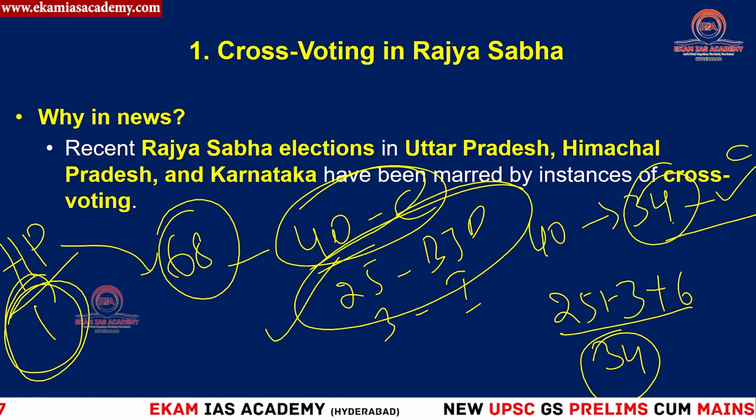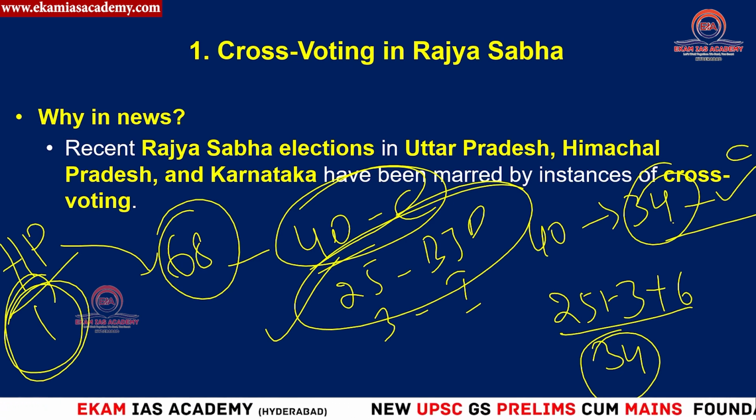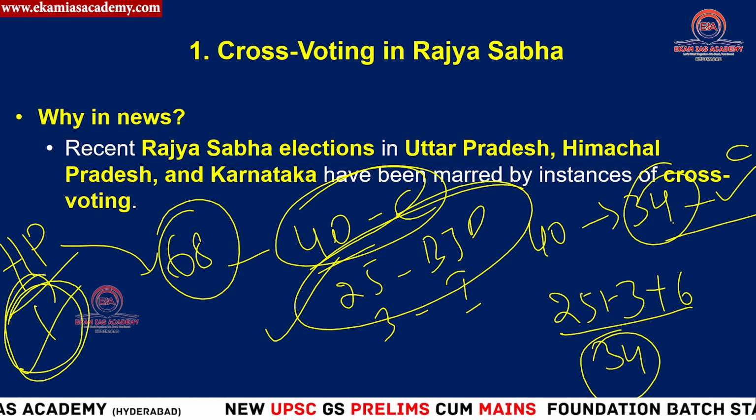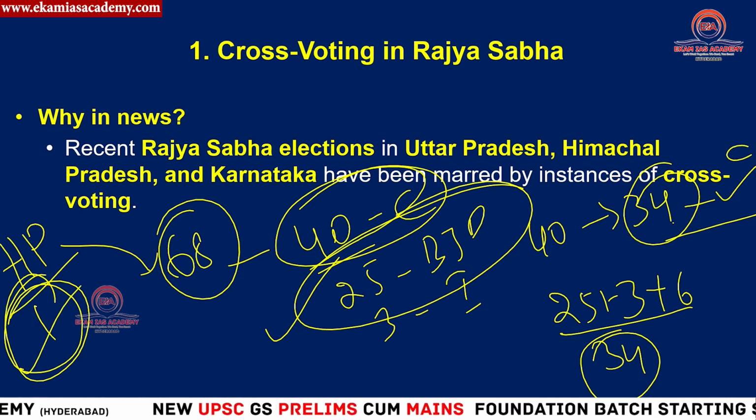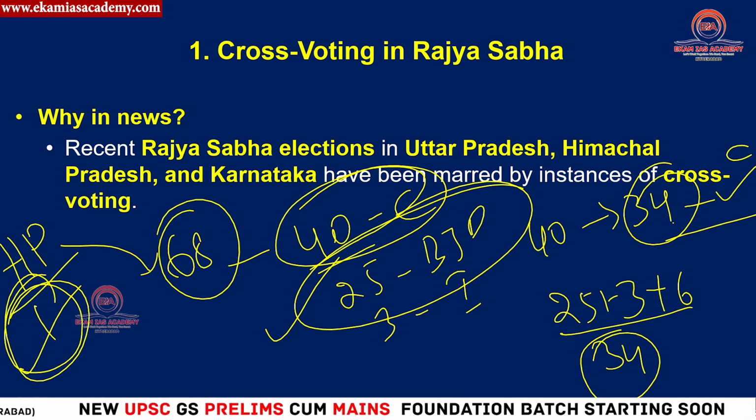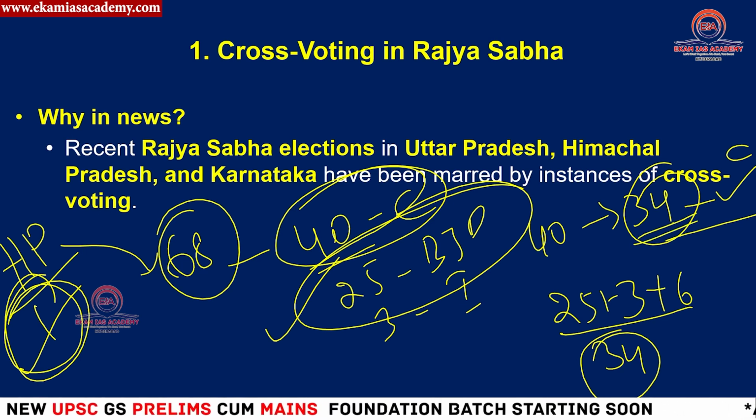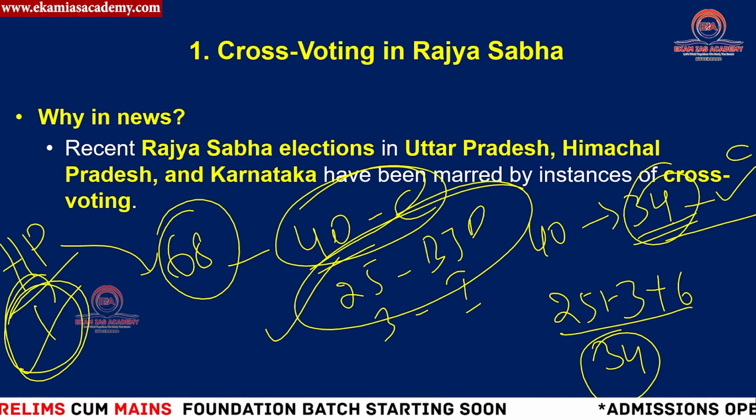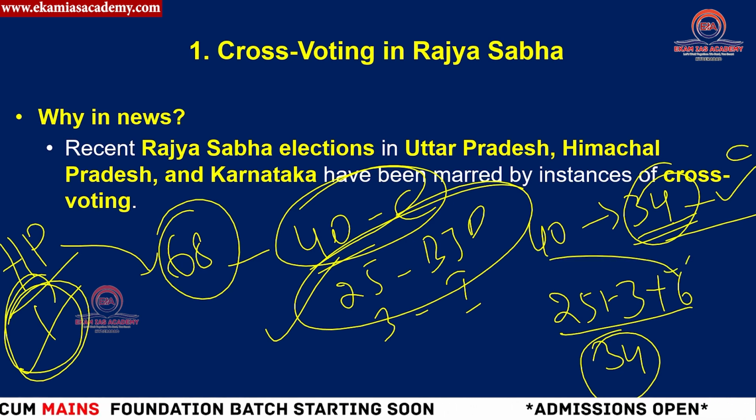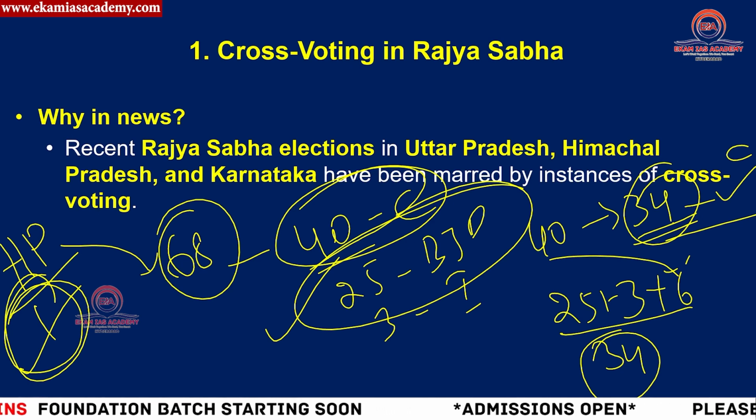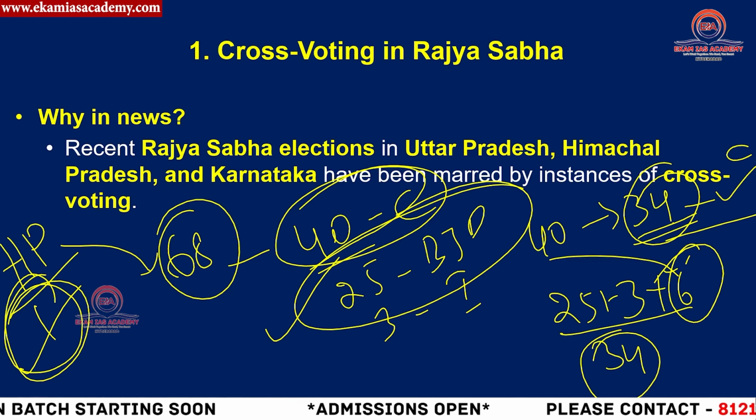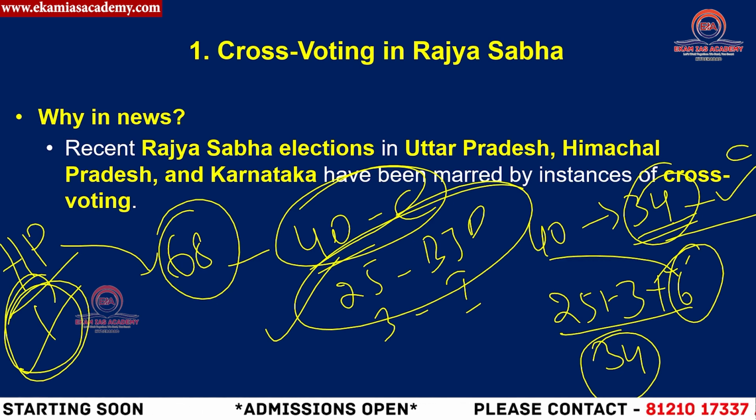Then how did they decide the winner? They took a lot. In the lot system, they draw lots, and based on that they declared the BJP candidate as the winner. This has created questions in the Himachal Assembly. These 34 persons voted in favor, showing their loyalty to the party. But what about these 6 members who voted against the party's decision? This is nothing but cross voting. This was witnessed in the recent Rajya Sabha elections from the state of Himachal Pradesh.